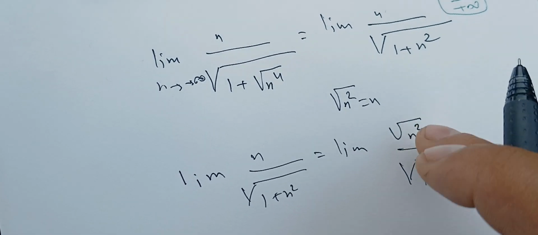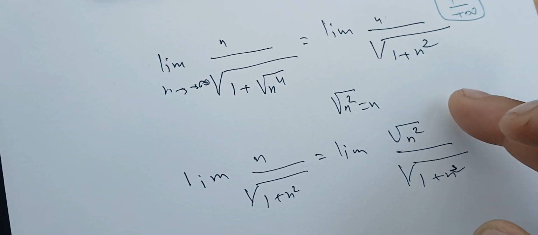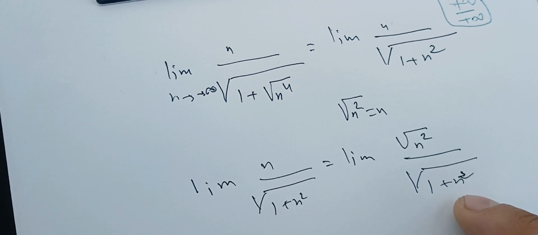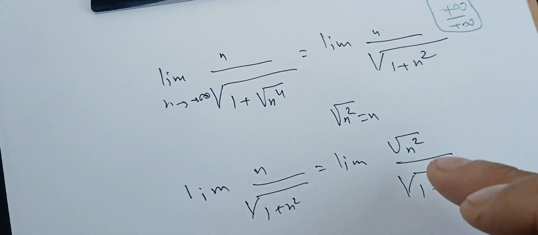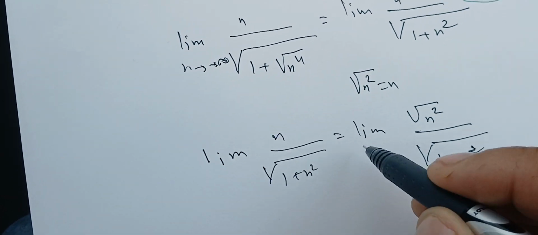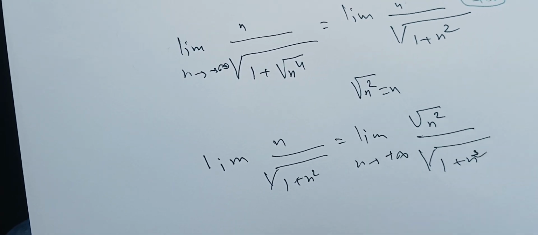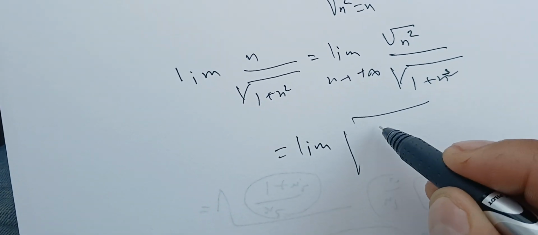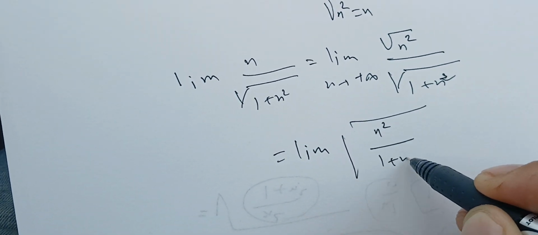Okay, and we know the square root of a fraction is the fraction of the square roots. Equivalently, the square root of the fraction is the fraction of the square roots, assuming they are defined. Okay, so we don't have a problem here. So this gives us the limit of the square root of n squared over 1 plus n squared.